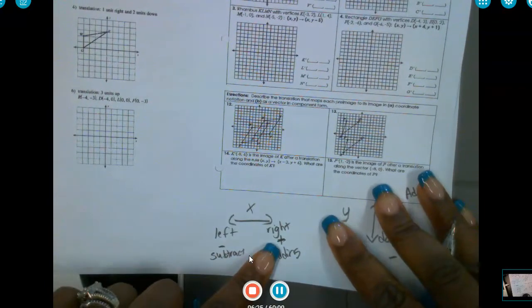All right? Okay, so let's read this rule. Look at this. X. Remember, X is left, right. It says plus. You see how it says X plus 7? So that means it's right 7. So you're going 7 units right.